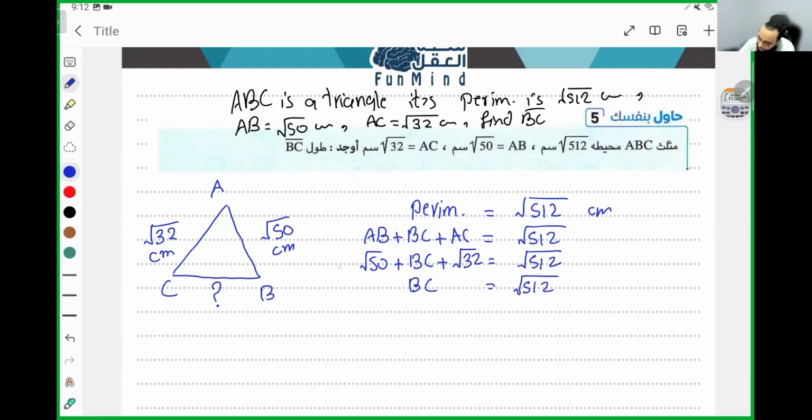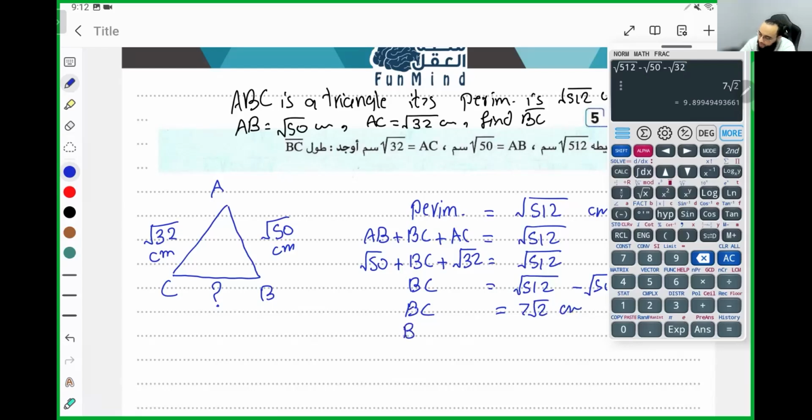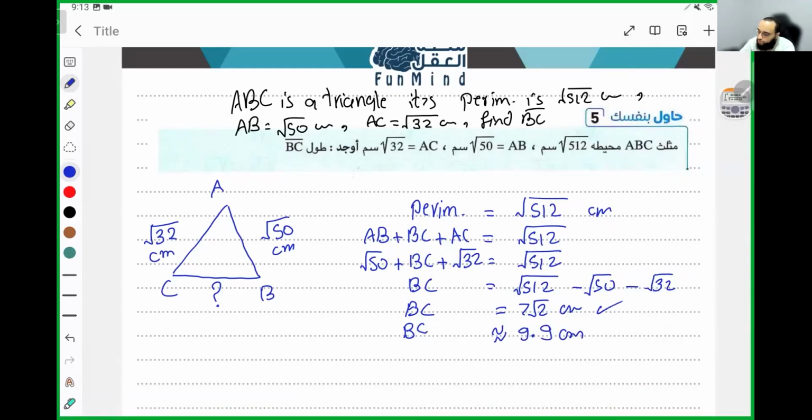It's root 512. This is positive root 50, it's going to be negative root 50. And this is positive root 32, it's going to be negative root 32. With the calculator, you can do it. Root 512 minus root 50 minus root 32. Don't do it like that. Minus root 50 like that is not correct. Go outside the root firstly. Outside the root, minus root 32. It's 7 root 2 centimeters. If it is on the calculator as a decimal, you can write it as a decimal. Approximately, it's 9.9 centimeters. Both are correct.